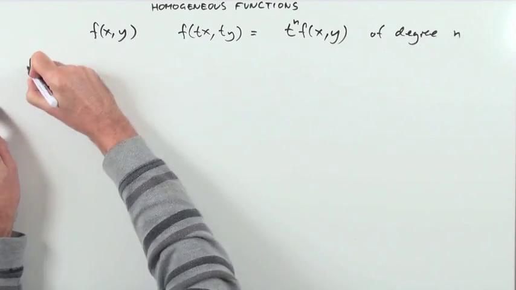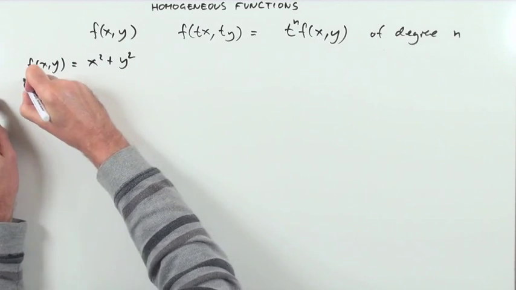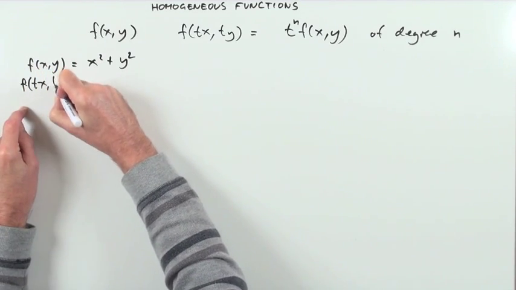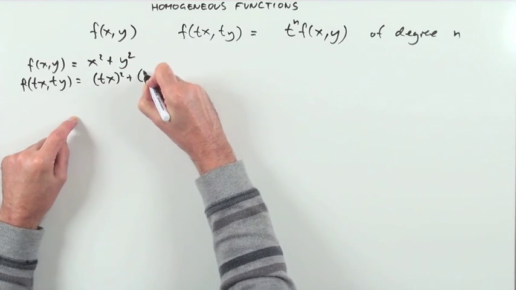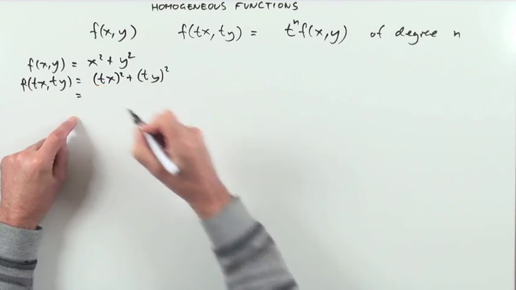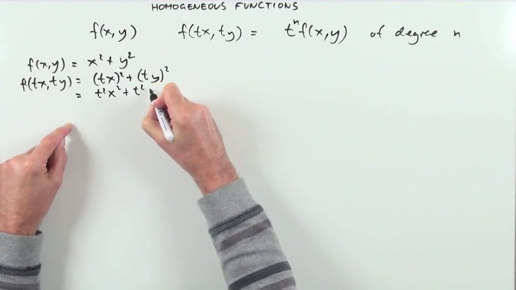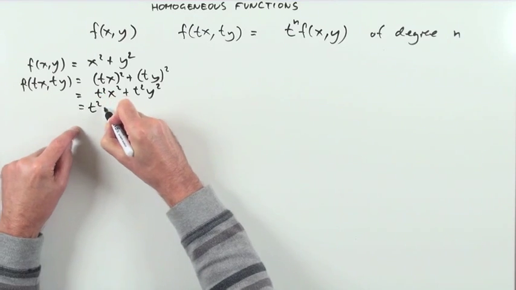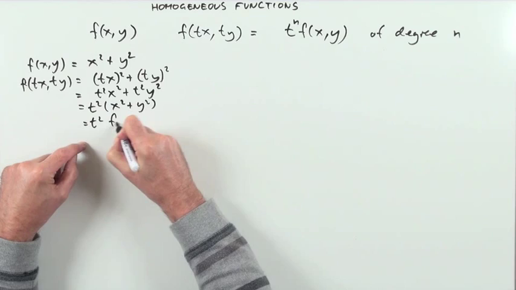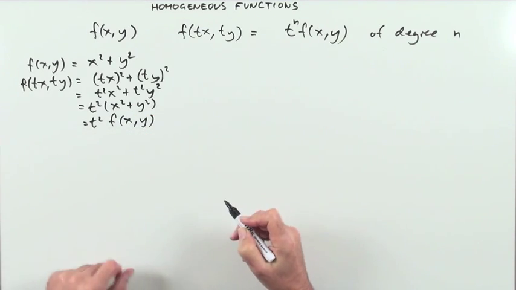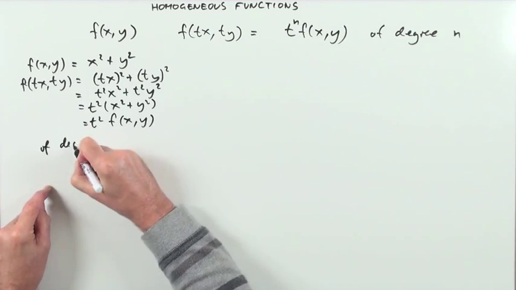For instance, take this function here. If I was to do the function acting on tx and ty, I would have tx squared and ty squared, which multiplies out to t squared x squared, t squared y squared, and factorises out to t squared times x squared plus y squared, which is just t squared times the original function. So that would be a homogeneous function of degree 2.